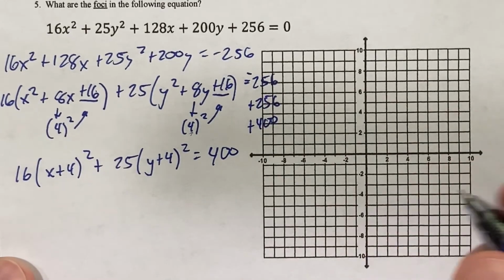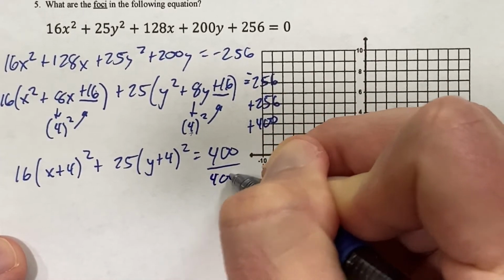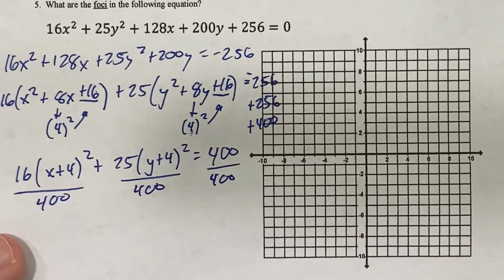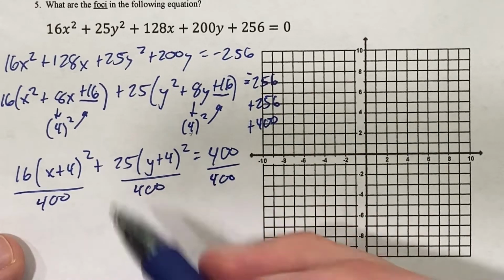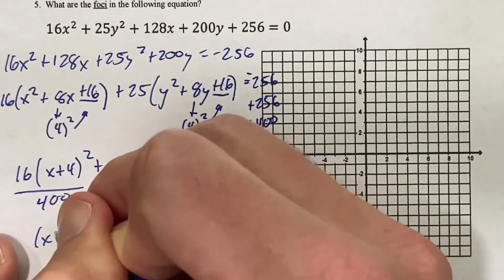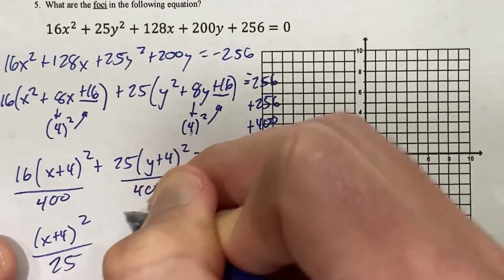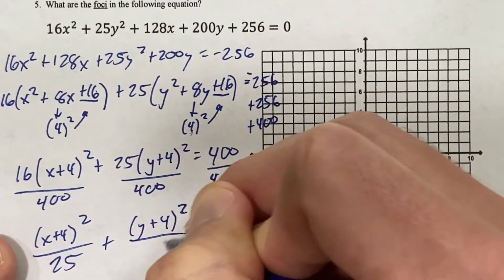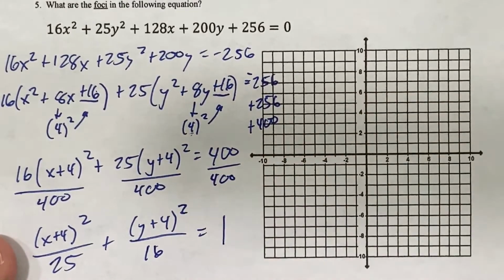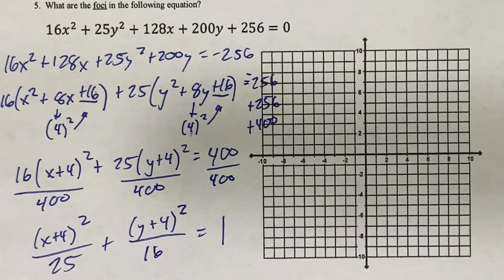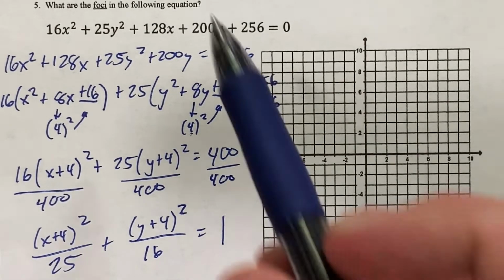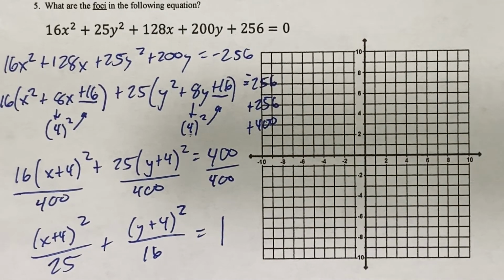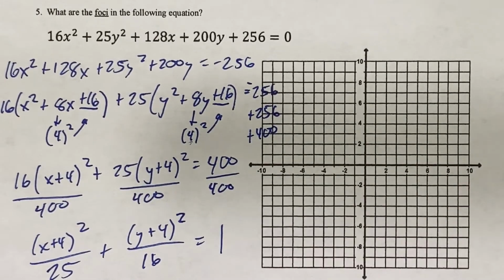And let's divide by 400 all the way through so we can get it in standard form. And I think 16 times 25 is 400. Yeah, so this is going to be x plus 4 squared over 25 plus y plus 4 squared over 16. And that will equal 1. All right, so the end goal, we've got to find the foci, and let's graph this thing. So let's just not forget to find that when we're done.